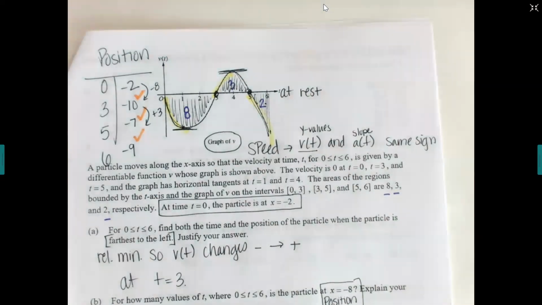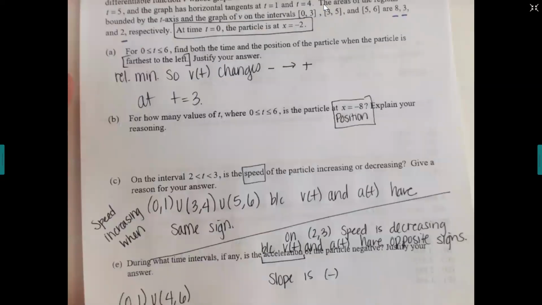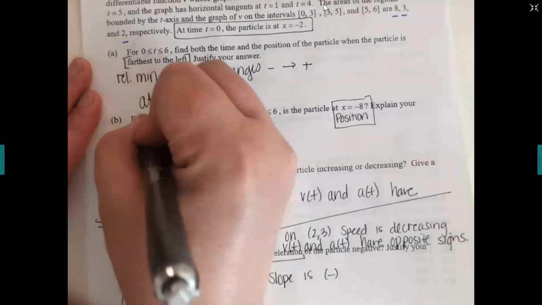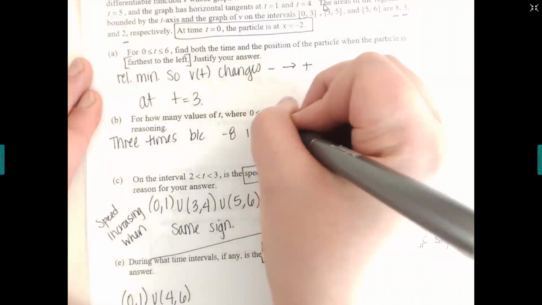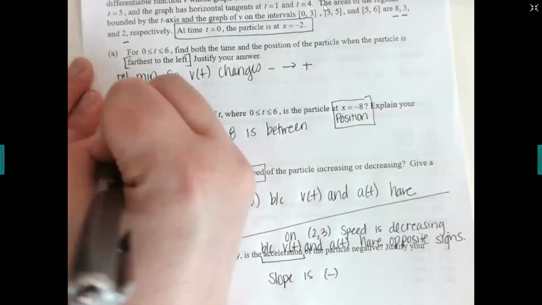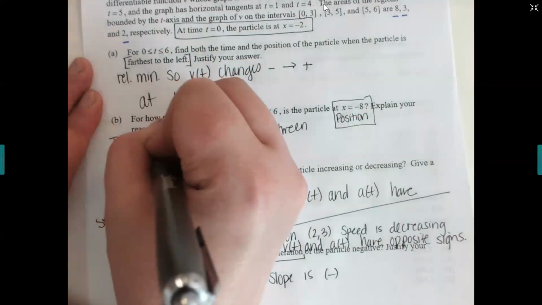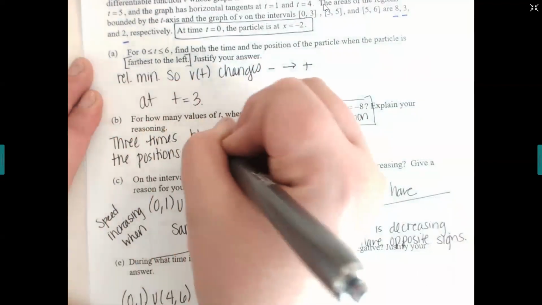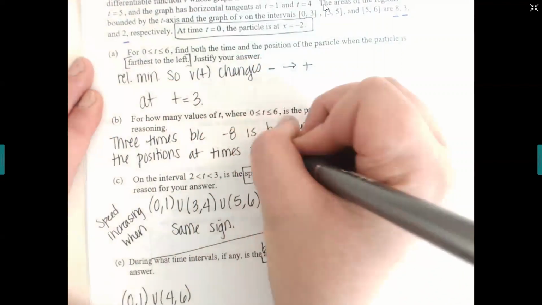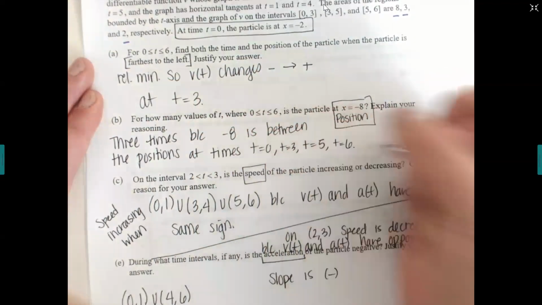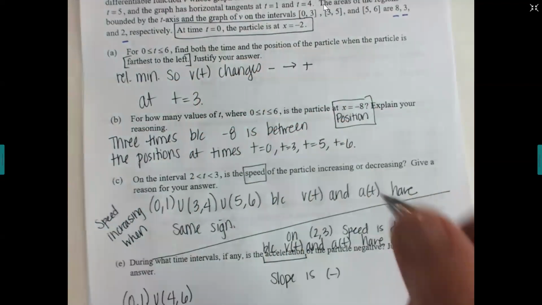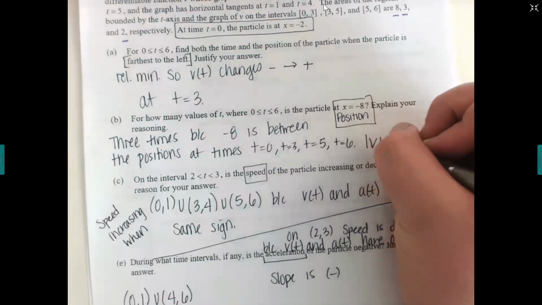So how many times would I have had to hit it? Three. Okay, what theorem says that I can't skip numbers in the middle? Intermediate value theorem. And you can call it IVT, that's fine. Okay, so I'm gonna put 3 times, because -8 is between the positions at times 0, 3, 5, and 6. Okay, and then we'll put IVT guarantees this.